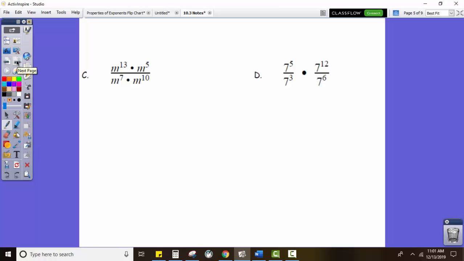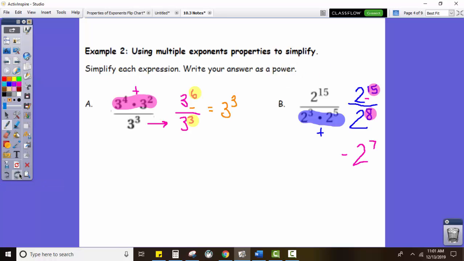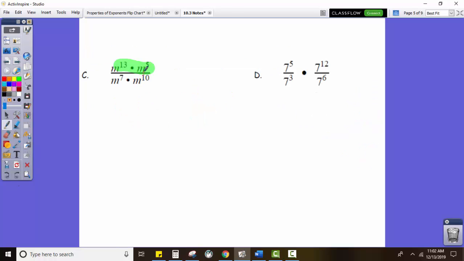Now for C, I have to simplify the top and the bottom, and then I can divide. So for the numerator on C, m to the 13th times m to the 5th. The rule is to add those exponents, which would be 18. 13 plus 5 is 18. So I have m to the 18th in the numerator, and then in the denominator, m to the 7th times m to the 10th. 7 plus 10 is 17. So I have m to the 17th.